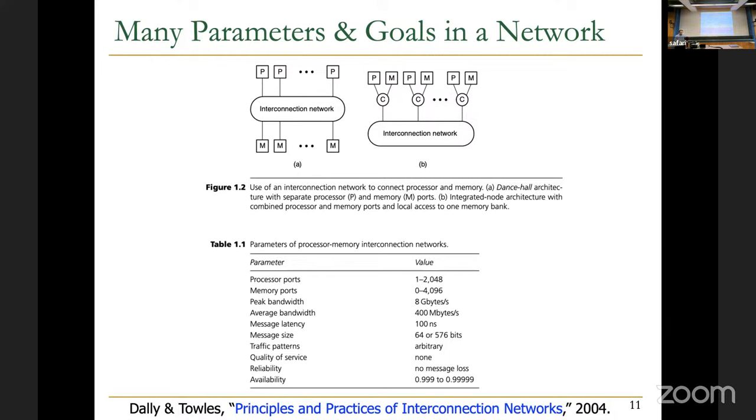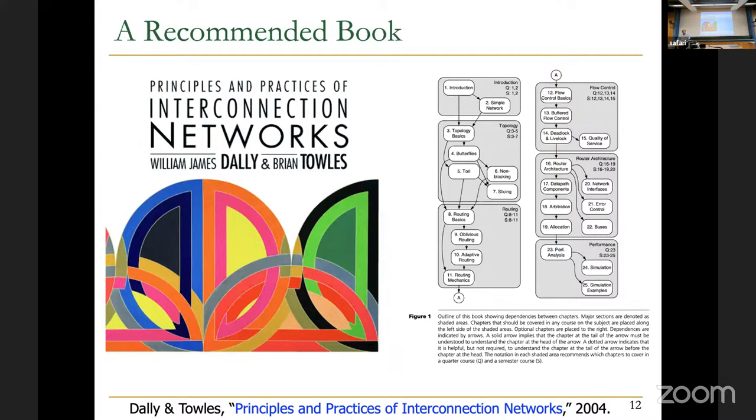But basically, if you want to learn more about interconnection networks, this is a very nice book that I would suggest you take a look at. This is Principles and Practices of Interconnection Networks from Dally and Towles. This has a lot of high-level interesting concepts of interconnection networks, as well as some detailed concepts like how we should architect routers in the interconnection network. So I really encourage everyone to check this book.